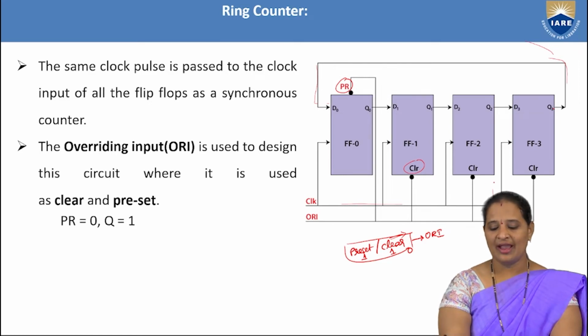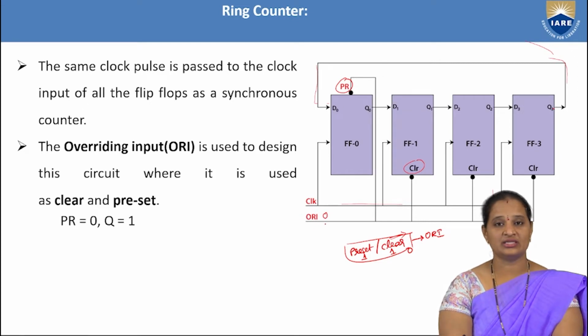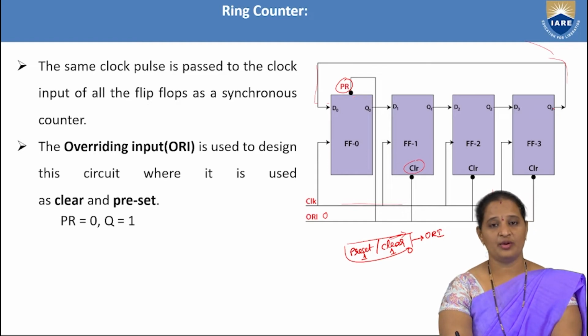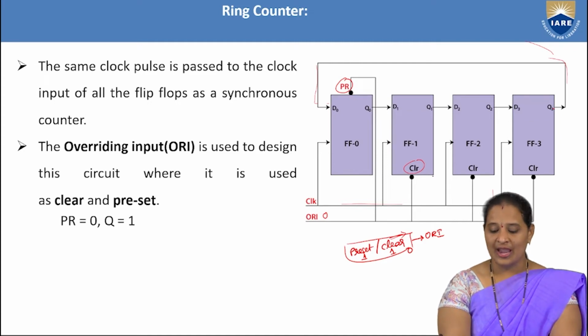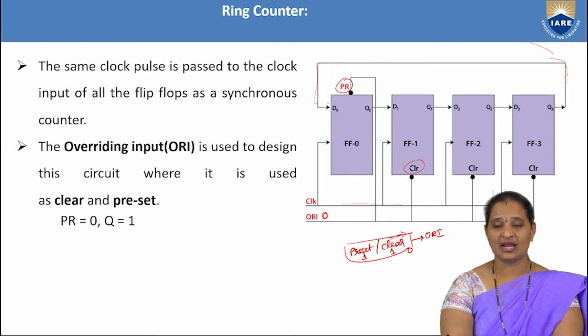If you observe, all these are active low inputs. Active low means that if the ORI input is 0, then the first flip-flop, in which we have considered the ORI input as preset, is set to 1. For the remaining 3 flip-flops, it is considered as the clear input. Since these are all active low inputs, when ORI is 0 the clear input is active, and hence all those flip-flops will be reset or cleared.